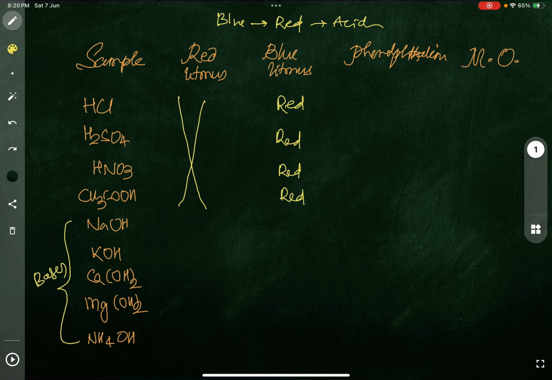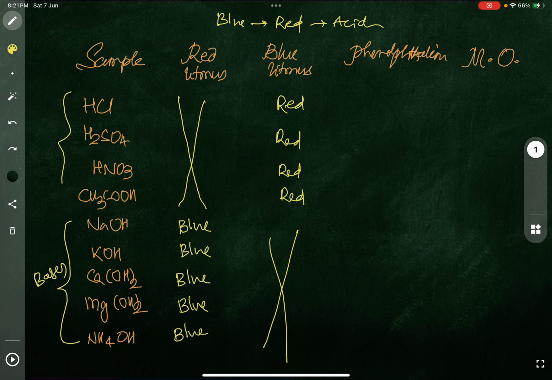So bases have no effect on blue litmus. Bases turn red litmus paper to blue. So this will be converted to blue, blue, blue, and blue, one more blue.